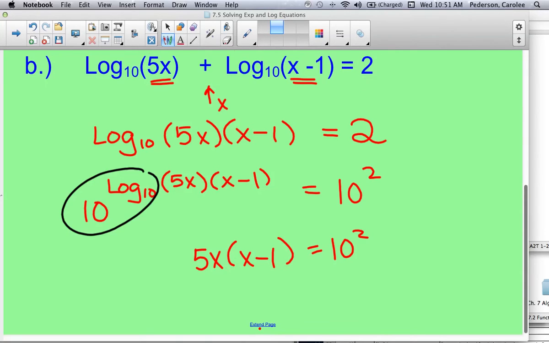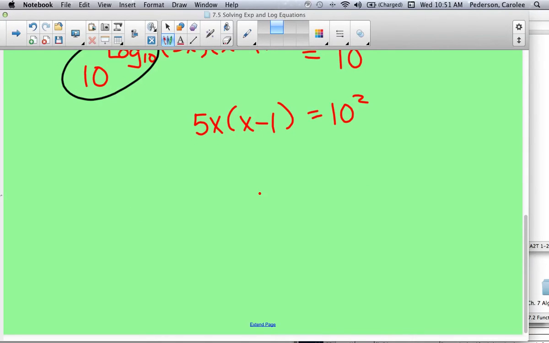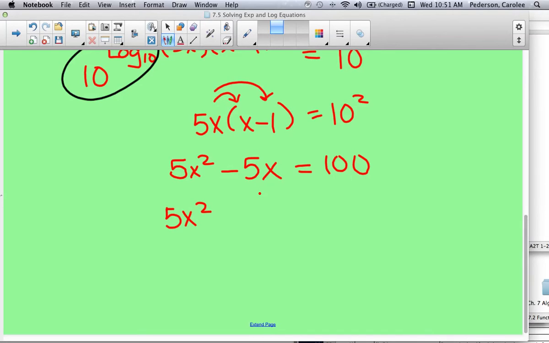Now we'll continue solving for x. So I'm going to distribute the 5x through to that parentheses. So we have 5x squared minus 5x. On the right side, 10 times 10 is 100. Now we have a quadratic equation, so we want to factor it and set the factors equal to 0 and solve for x. So I'm going to bring the 100 over to the left side.